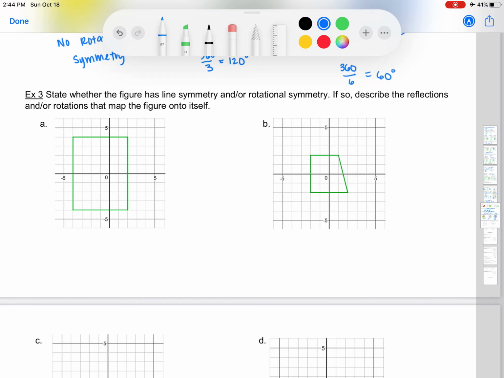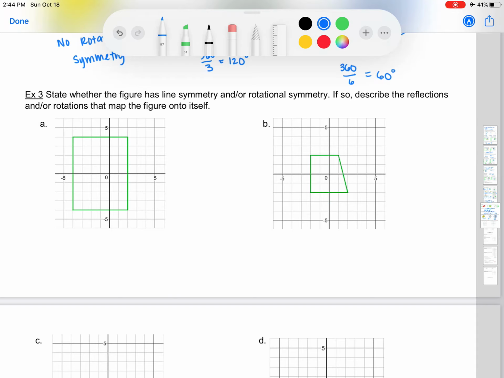Okay, this symmetry also can apply line and rotational in a coordinate plane. So on example 3, it says state whether it has line symmetry and or rotational symmetry. And if so, describe the reflections or rotations.